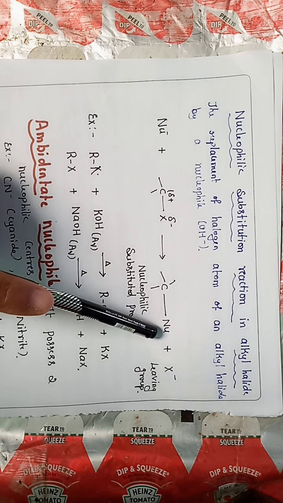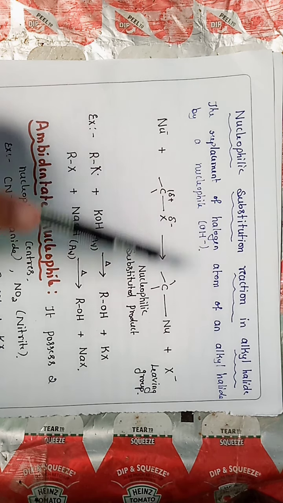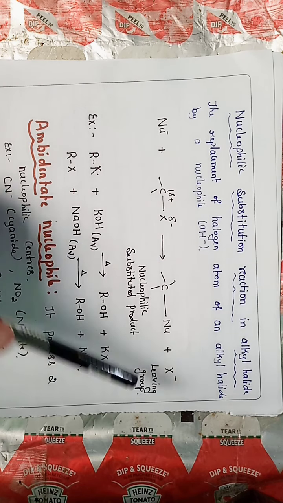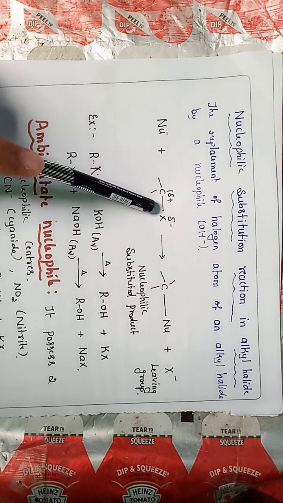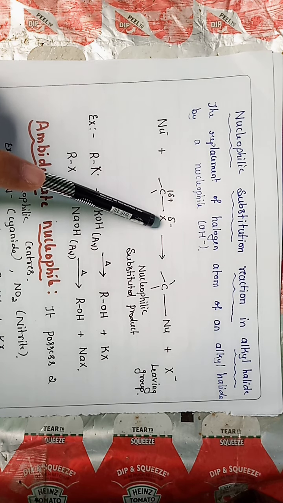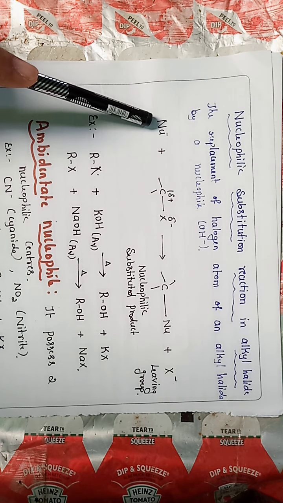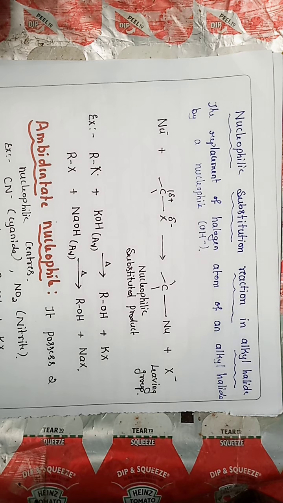and in this reaction we will get the nucleophilic substituted product and the halogen is released as a leaving group. So as you know, the carbon halogen bond is polar. The delta negative, partial negative halogen is substituted with the nucleophile to produce the nucleophilic substituted product.